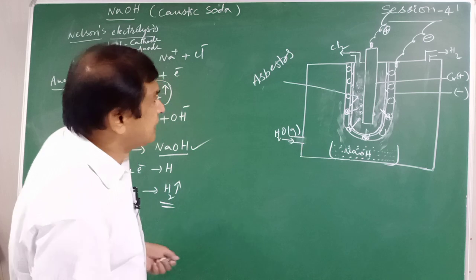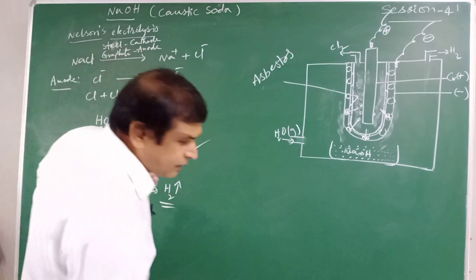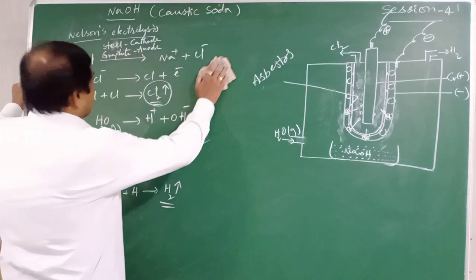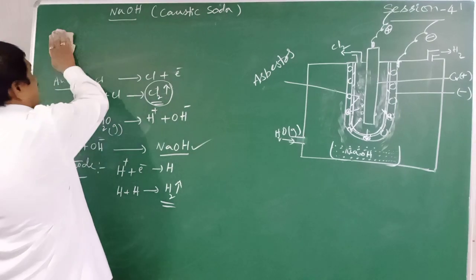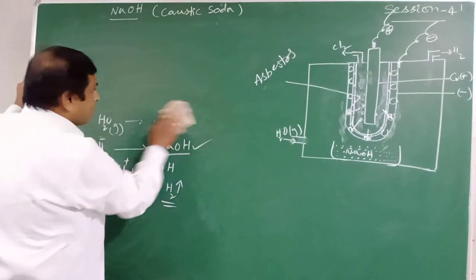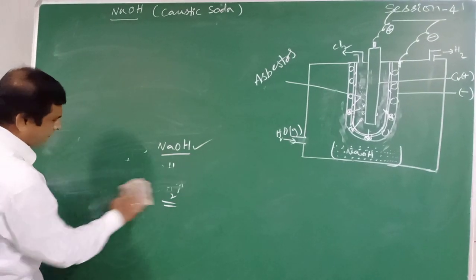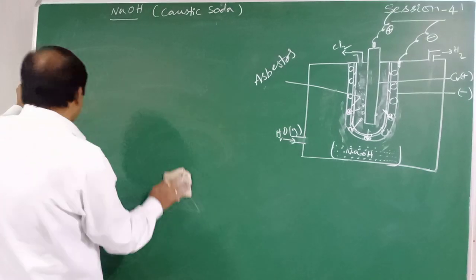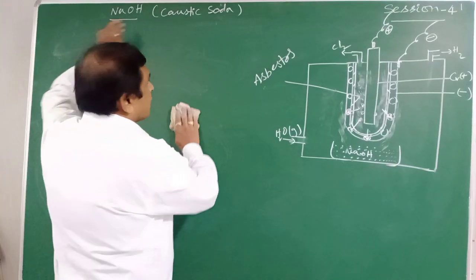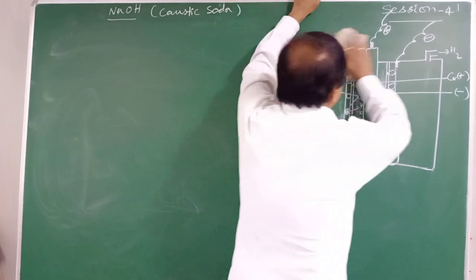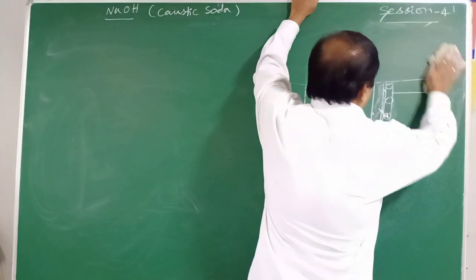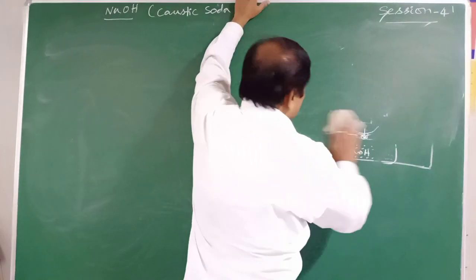Some important chemical reactions of sodium hydroxide, such as reaction with metals, reaction with non-metals, and reaction with zinc. So the manufacture of sodium hydroxide is completed.